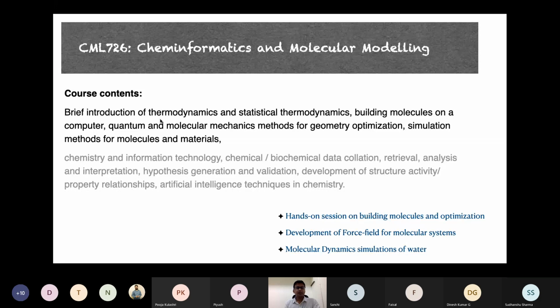Then we will learn something about statistical thermodynamics. We'll mostly revise all the concepts that we have already studied. Once we cover these two major topics, we'll move to some practical aspects, like we'll build a molecule. From there, we'll do some quantum calculations, optimization, and then we'll set up a simulation, like a tutorial kind of thing. So we'll have a very small, very short hands-on session, but mostly it will be theoretical. Let's see how it goes.